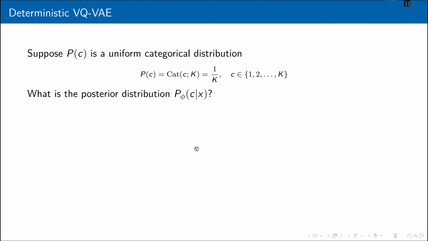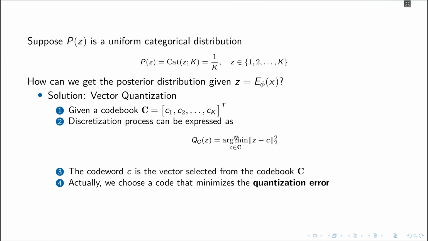So we get a posterior distribution. You look at that. I want to understand the VQVAE. What's the motivation? Here, P(Z) is categorical, so the latent is categorical. Yeah, the latent is a categorical distribution.